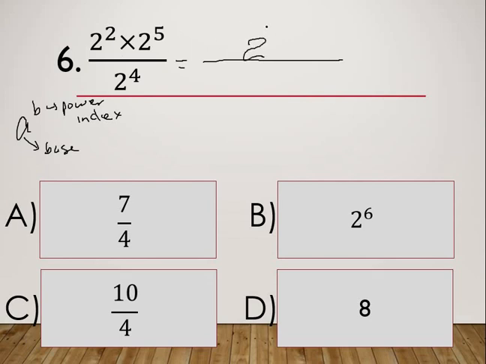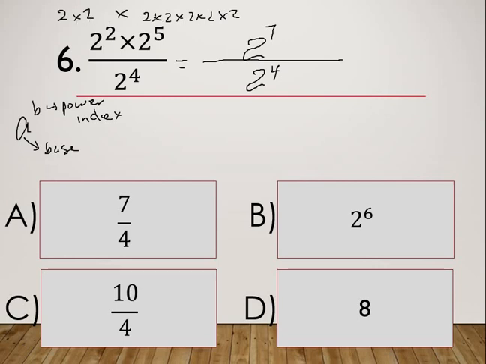So 2 plus 5, that's 7. We don't multiply the powers, because with the multiplication sign, we add them, okay? And then we divide by 2 to the 4th. Now, you can think of the reason we're adding them. This is actually 2 times 2, and this is actually 2 times 2 times 2 times 2 times 2. 1, 2, 3, 4, 5. If you think about it, we're actually multiplying 2 by itself 7 times.